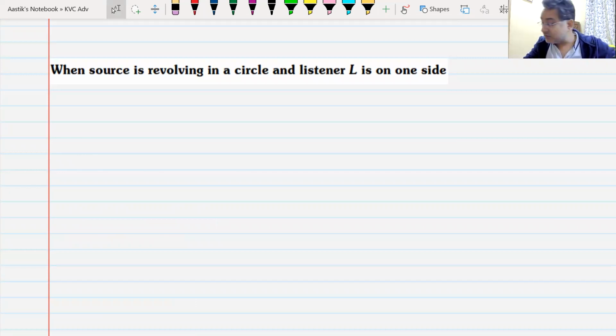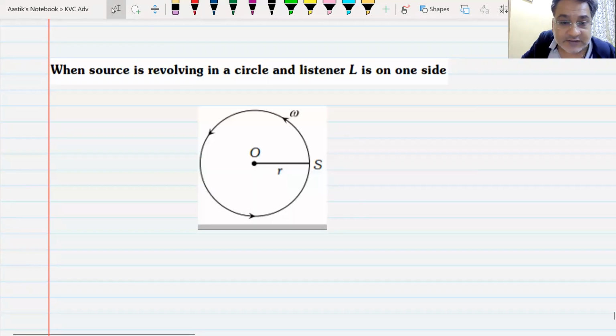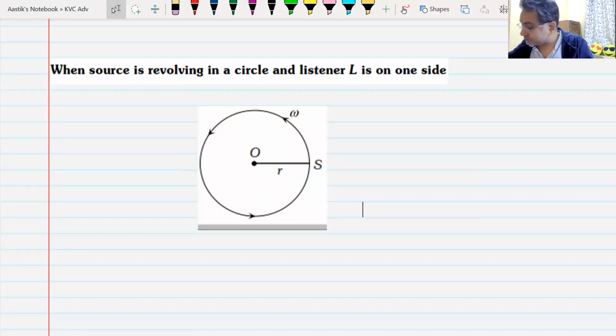That means the observer is not at the center. I've already told you, if the observer is at the center of the circle, nothing happens. Here the source is moving. Source is moving like this, with speed Vs, and this Vs is nothing but equal to omega r. Do we understand this? Yes, sir.